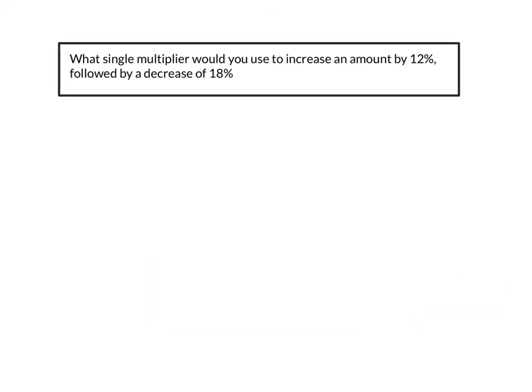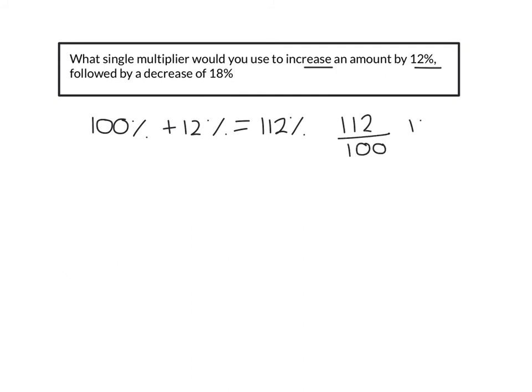So let's just have a look, just using multipliers. What single multiplier would you use to increase an amount by 12%, followed by a decrease of 18%? So an increase of 12% is going to be 100% plus 12%. Altogether that's 112%, or 112 divided by 100, which is, using my place value table, but I'm sure you've got the hang of that now, 1.12.